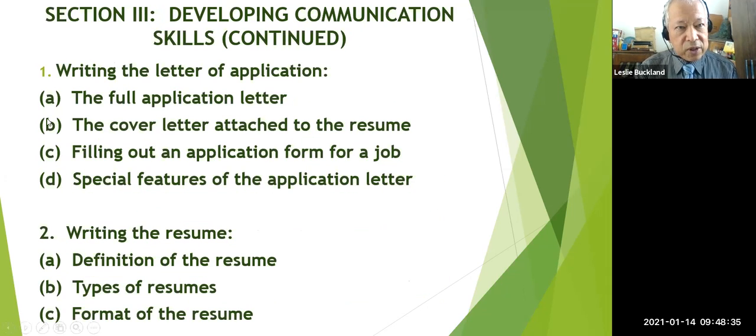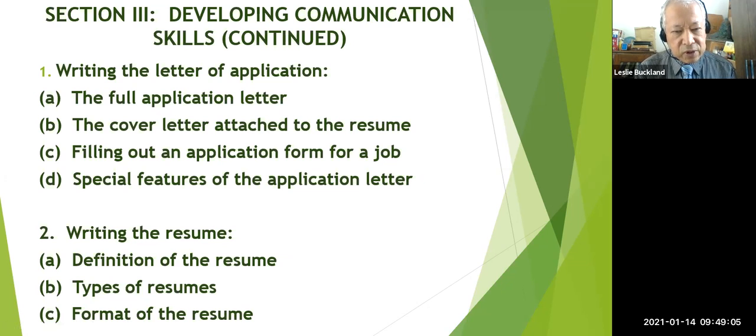We will also in section 3 look at writing the letter of application, the full application letter, the cover letter attached to the resume, filling out an application form for a job, special features of the application letter. We will also look at writing the resume, and we will look at the meaning of the resume, types of resumes, and the format of the resume.